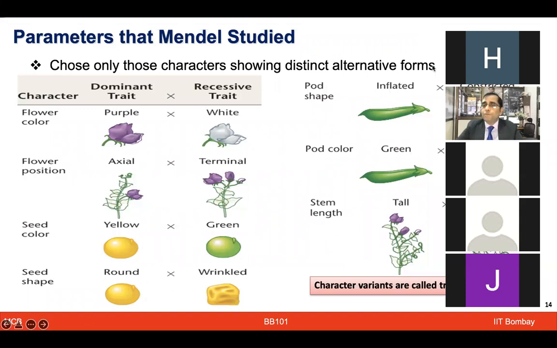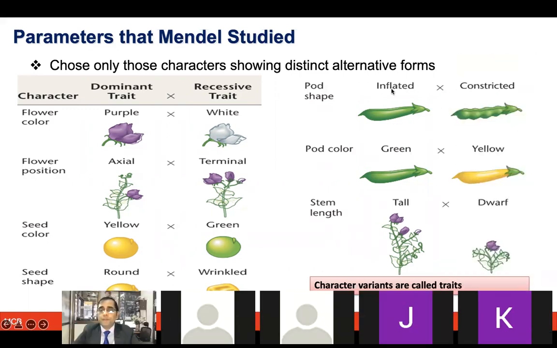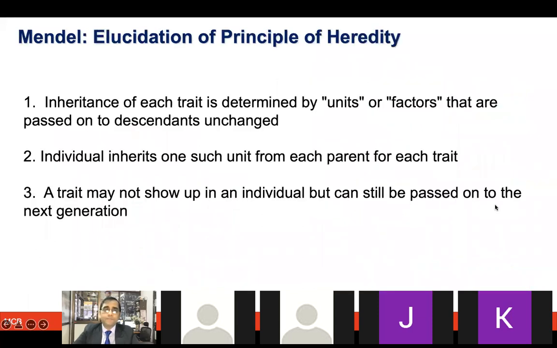It could be pod shape, which you eat or buy from the shop. You see these are sometimes inflated, sometimes constricted. Pod color, green or yellow, or the stem length could be tall or dwarf. So what you see is there are 7 contrasting characteristics which could be following the same type of traits, and those characteristic variants are known as the traits.